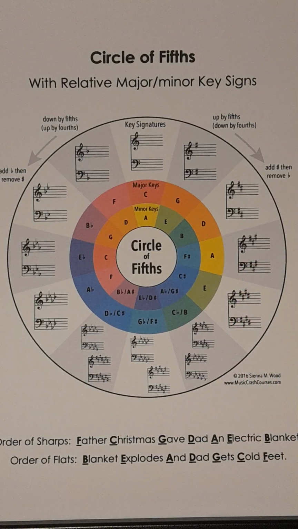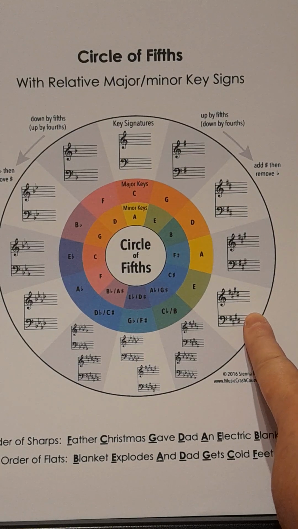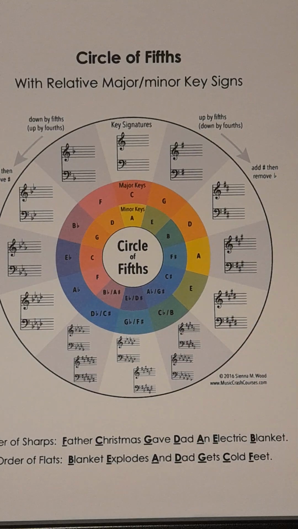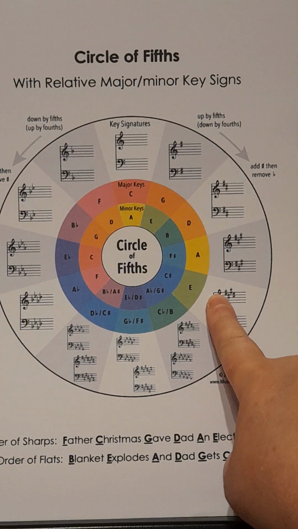If we went to the fifth note of the A major scale, A, B, C sharp, D, E, the fifth note is E. If we built an E major scale using the formula of whole tones and semitones, we'd have E, F sharp, G sharp, A, B, C sharp, D sharp, E. There's four sharps in the key of E major.